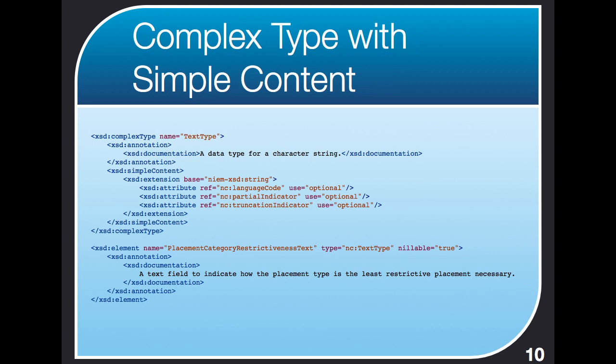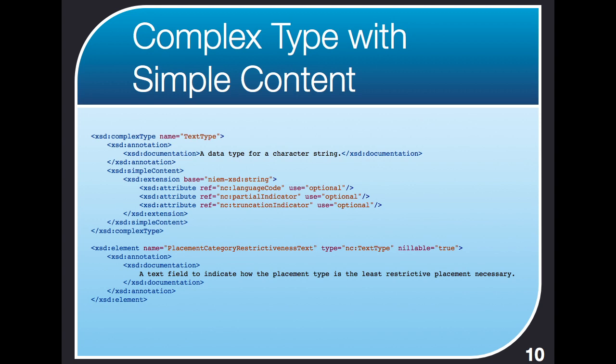Again, a complex type with simple content holds data rather than other elements, but it also has attributes. Now, in this case, we're looking at text type, and you will see text type all over in the NIEM. Basically, anytime there's a string, it'll be of text type. So here's text type, and it's got the little annotation section with documentation for it. But instead of complex content, it holds simple content. And in this case, it extends from a base of NIEM XSD string, so it's the XML schema's string type filtered through proxy.